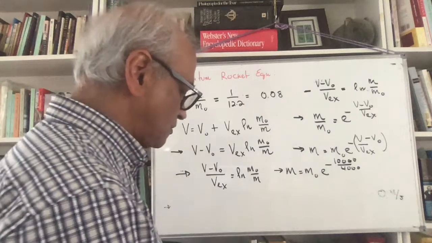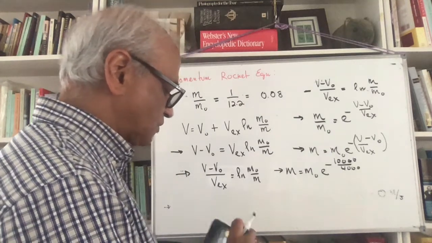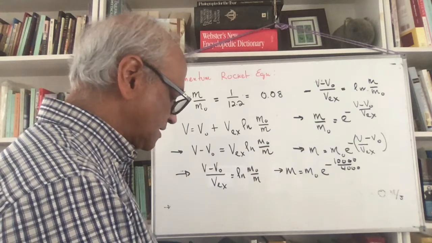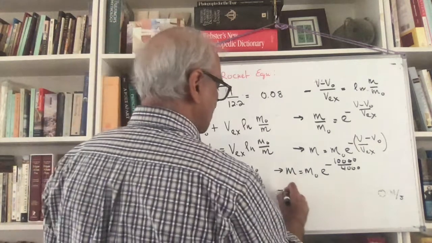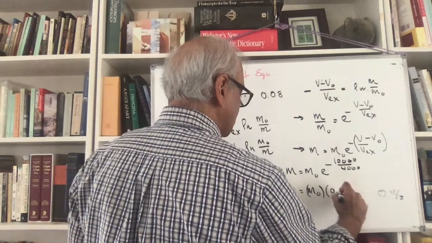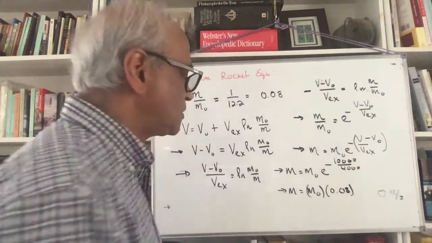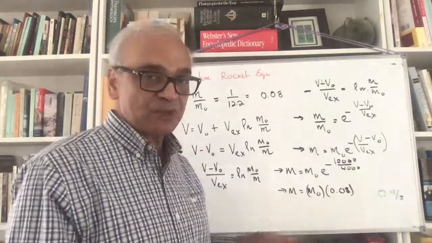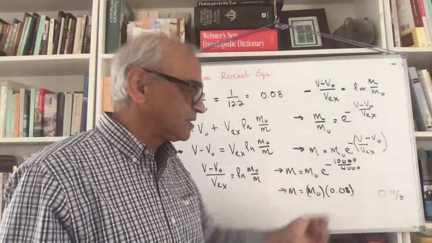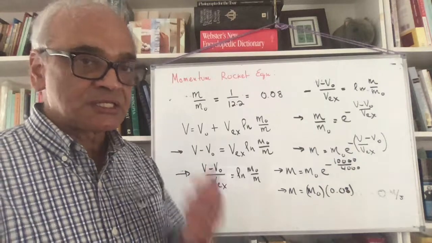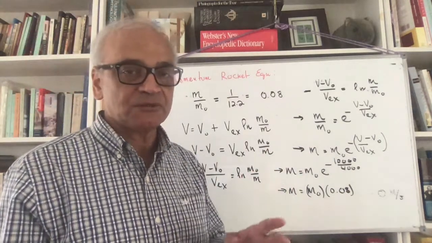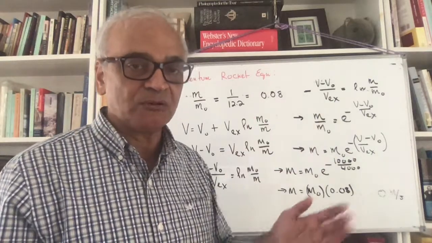So what is e to the power minus 2.5? If I take the exponential, it is 0.08. So m is m naught times 0.08. Okay, so what does that mean? It means that if your m naught is, let's say, 100 kilograms, what will be left at the end would be only 8 kilograms. So you have actually exhausted 92% of the mass of the rocket, which will be in fuel.